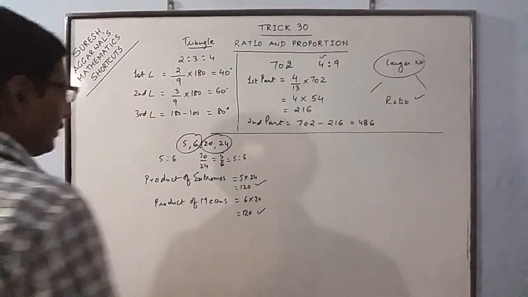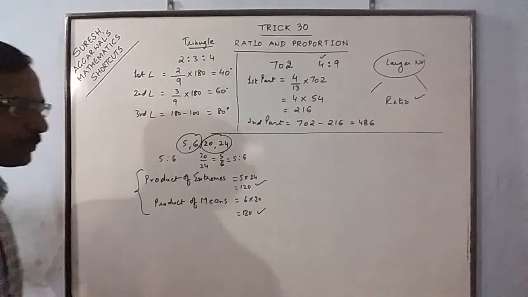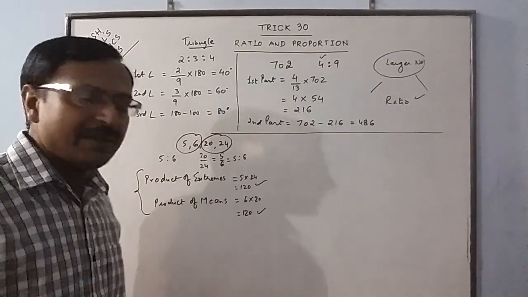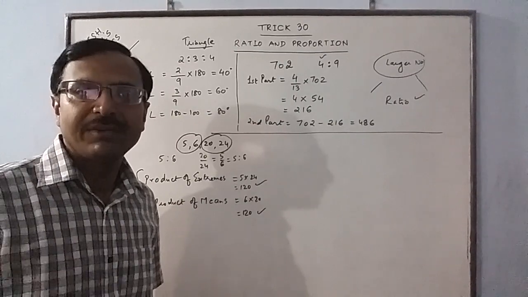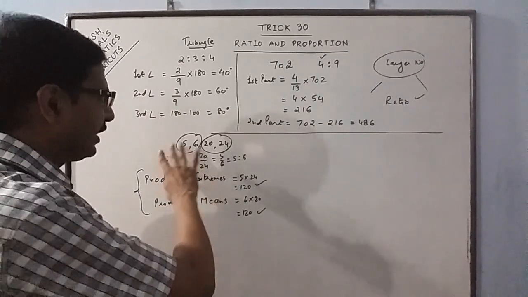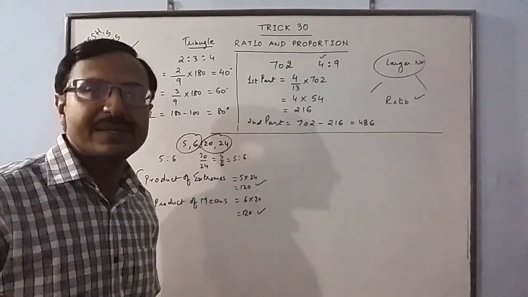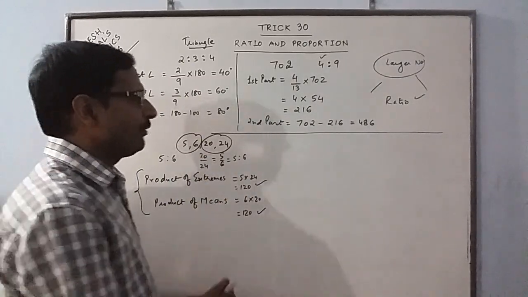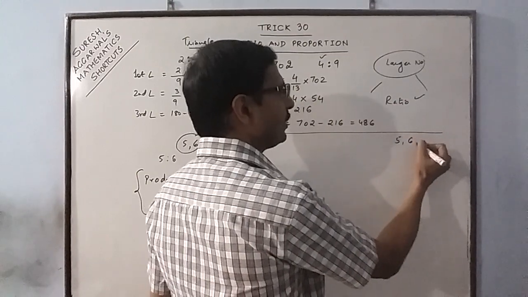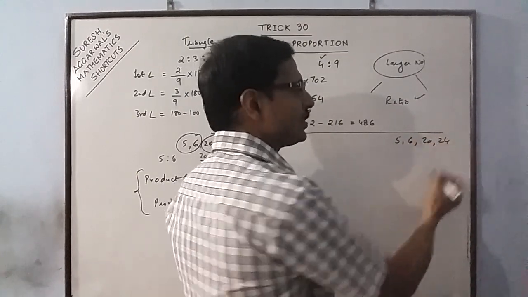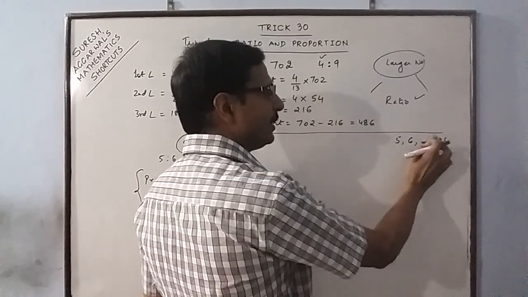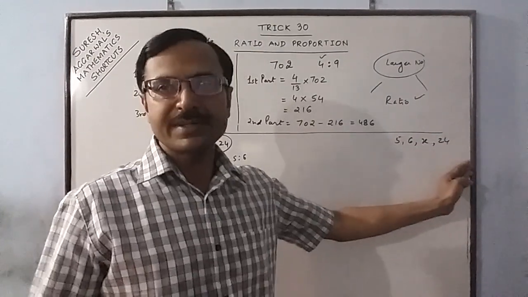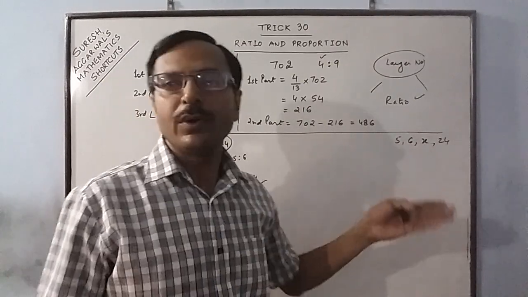Now this concept of product of extremes is equal to product of means can be used to find the fourth number when we are being given four numbers and one number is a variable. Suppose I take the same example of 5, 6, 20 and 24. Now suppose the question is you have to find this x. You are given that these four numbers are in proportion and you have to find x.